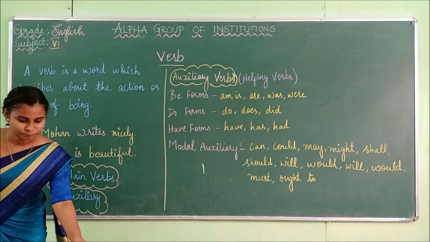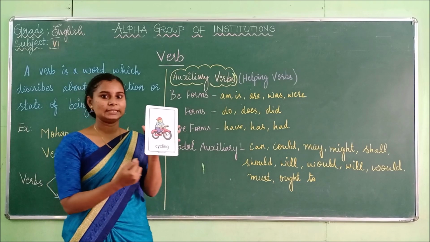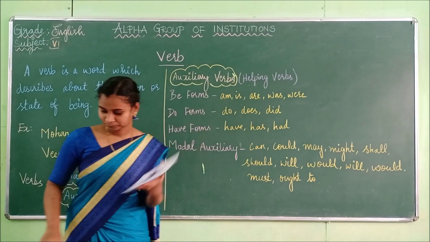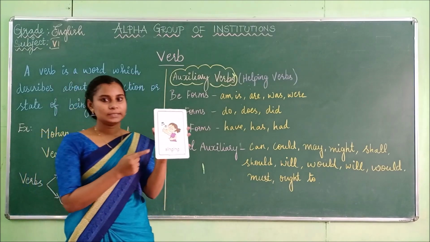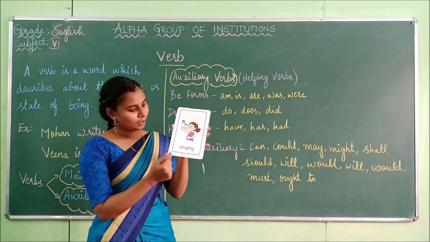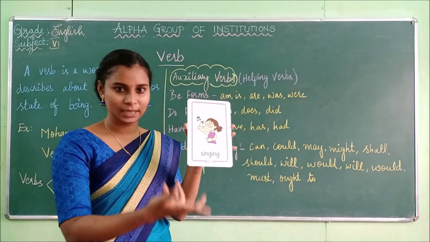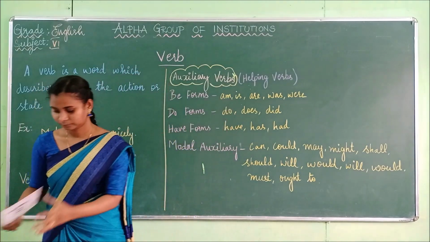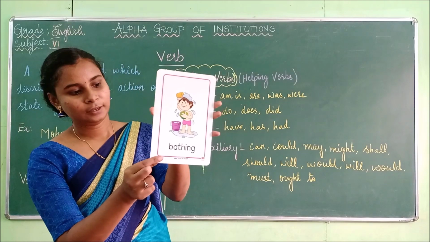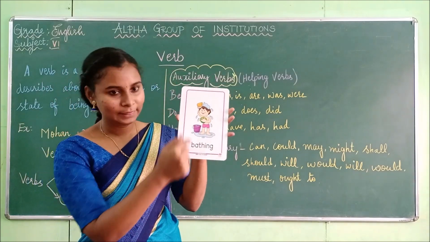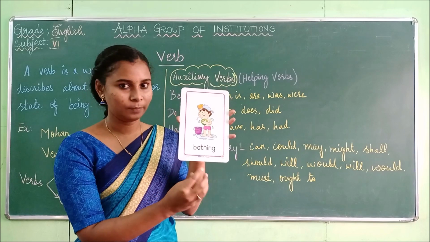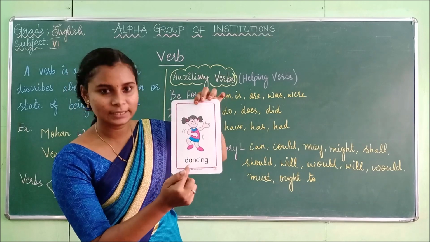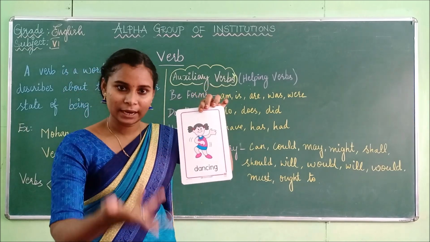For example, can you see cycling? It's an action, so cycling is a verb. Next we have singing. This girl is singing, right? It's an action, so singing is a verb. Next, bathing. Bathing is also an action, so it's a verb. And this girl is dancing, isn't it? Dancing is also a verb as it indicates an action.